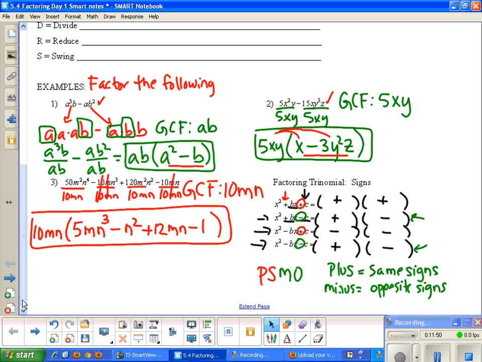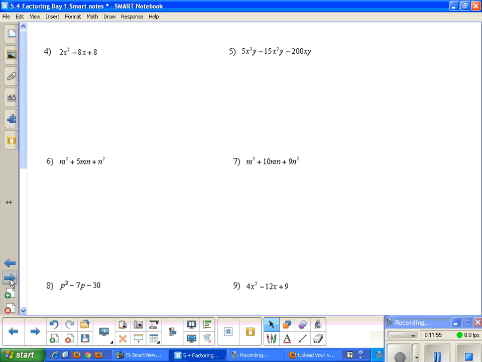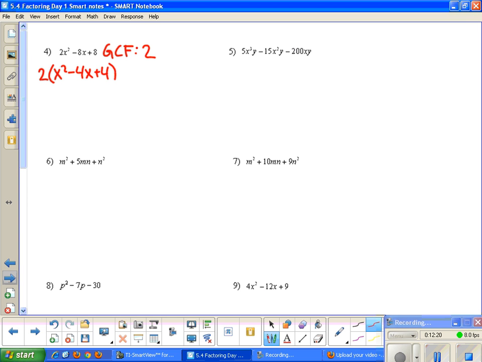So that's going to come in handy when we're doing some of our factoring. So let's go to the next page. Now on this next page, notice that the first thing we always want to do is factor out our greatest common factor. So I want to look for the GCF first. Something that can go into all of these would be 2. So my greatest common factor is 2. I'm going to factor that out first, or divide it from each of these terms. When I take it out of each of the terms, I would get x squared minus 4x plus 4.